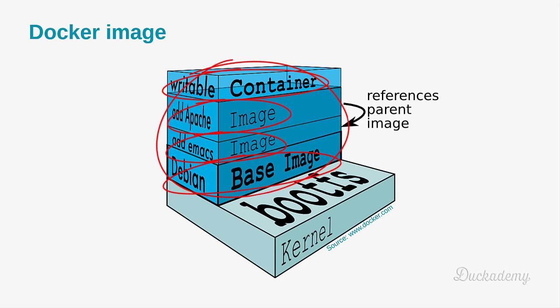So any change which has been made will be written into that read-writable layer, because the images are immutable. That means I can use the same image for several containers. So if I want to run 100 Apache containers, I will use the same image, and they will only be different in the read-writable layer, because every container will have a different read-writable layer. But this layer is ephemeral.